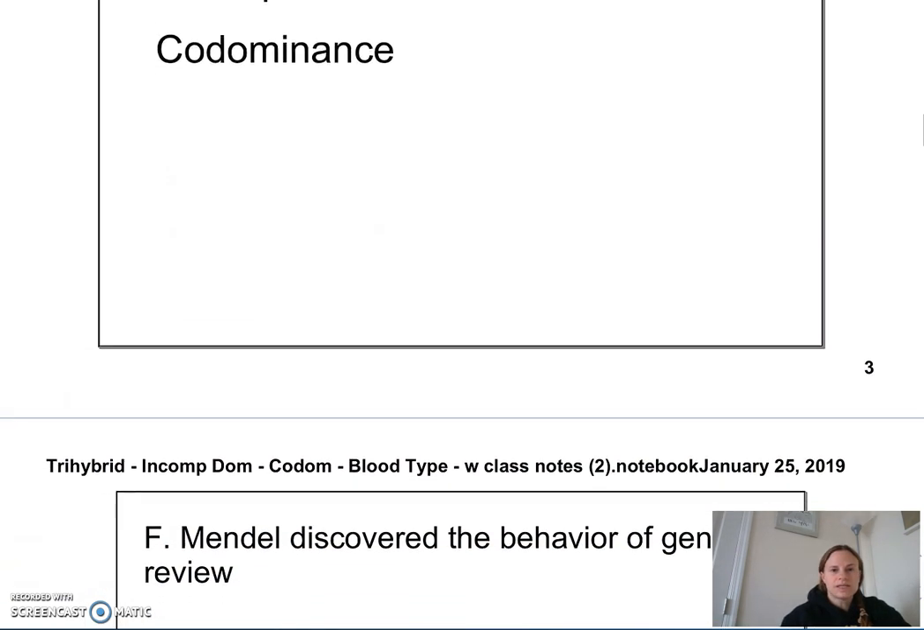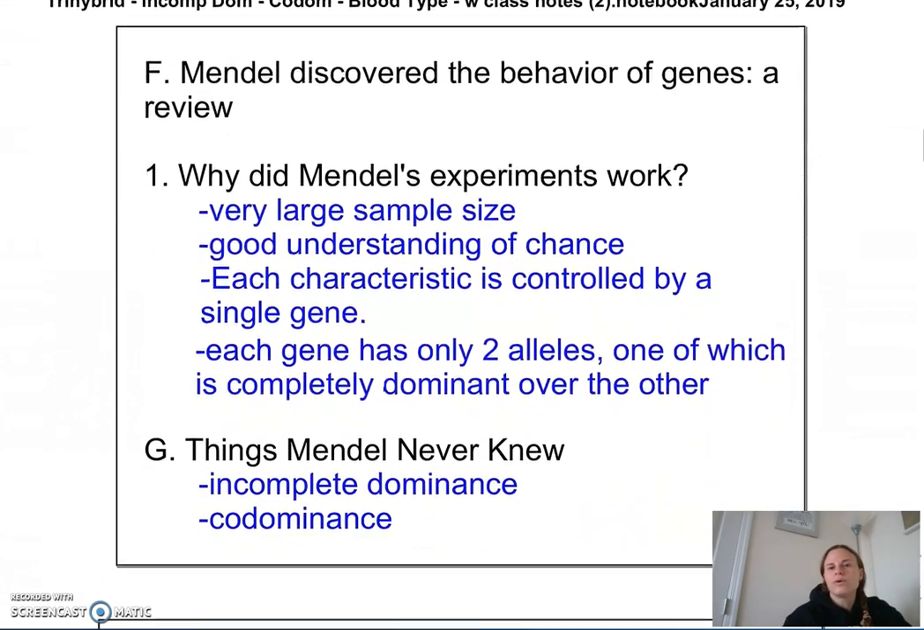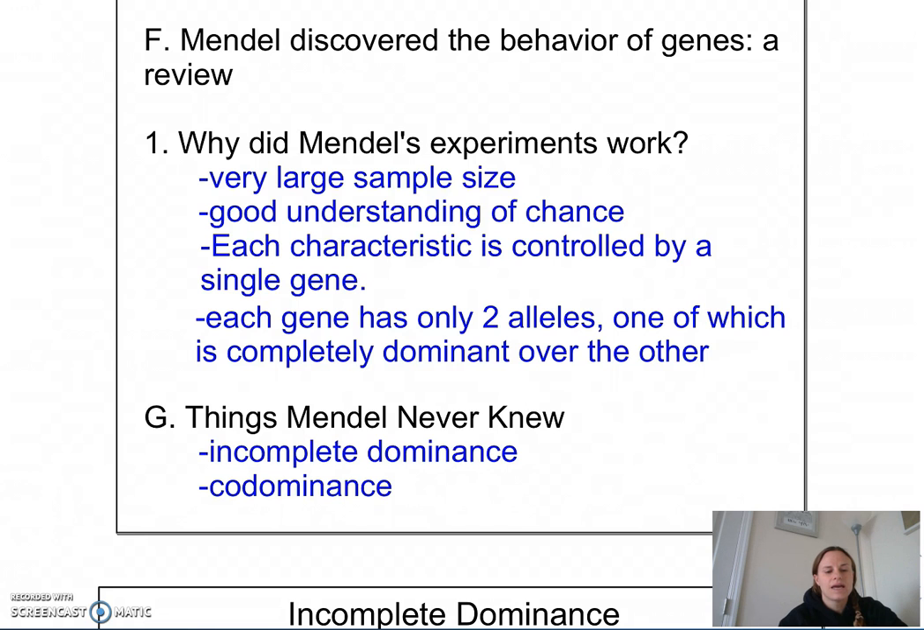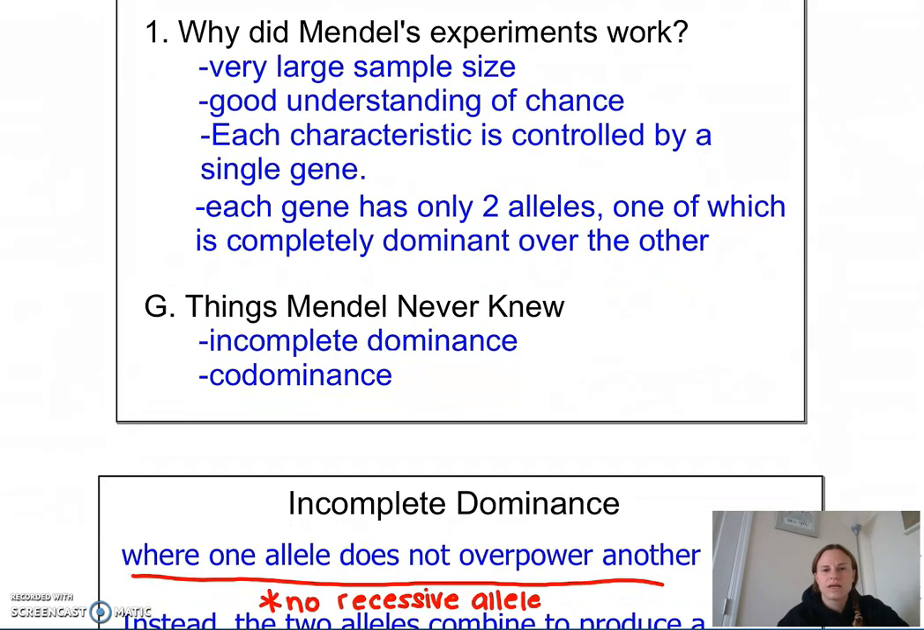Before we jump into incomplete dominance and codominance, I want to remind you that Mendel had no knowledge of genes, of DNA, of chromosomes. So why did his experiments work? Well, he used a very large sample size. He was a monk, so he had a lot of patience to wait for this plethora of peas to grow and for him to research them. He also had a good understanding of chance. Mendel was a mathematician, so he was able to apply statistics to his experiment.